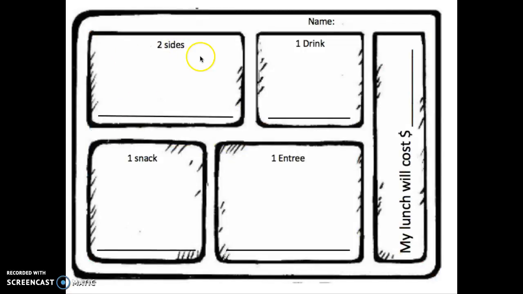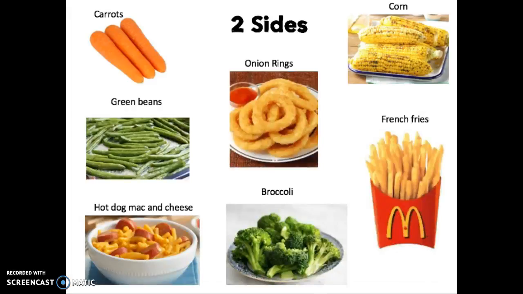Next, we're going to put two sides on this part of your lunch tray. Let's look at your options. There's a lot of choices here. Which two sides do you like best that would be healthy?